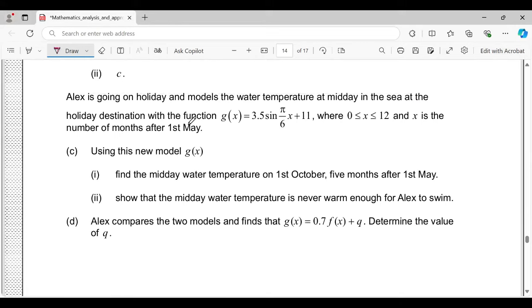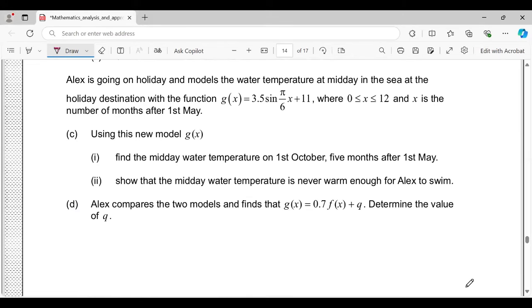Alex is going on holiday and models the water temperature at midday in the sea at the holiday destination with the function g(x) equals 3.5 sine(pi over 6 x) plus 11, where x is in the interval 0 to 12 and x is the number of months after 1st May. Using this new model g(x), part 1, find the midday water temperature on 1st October, 5 months after 1st May.